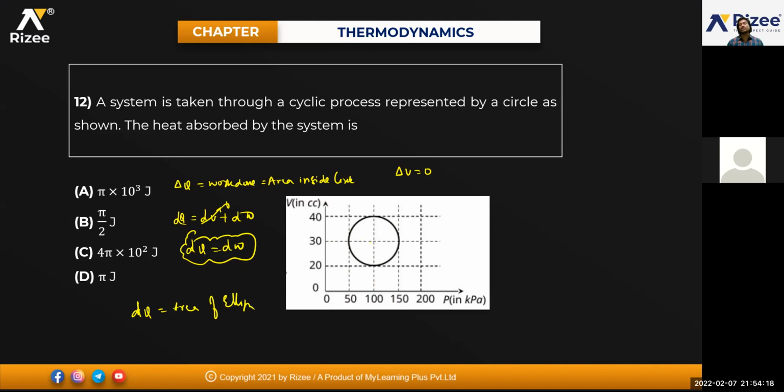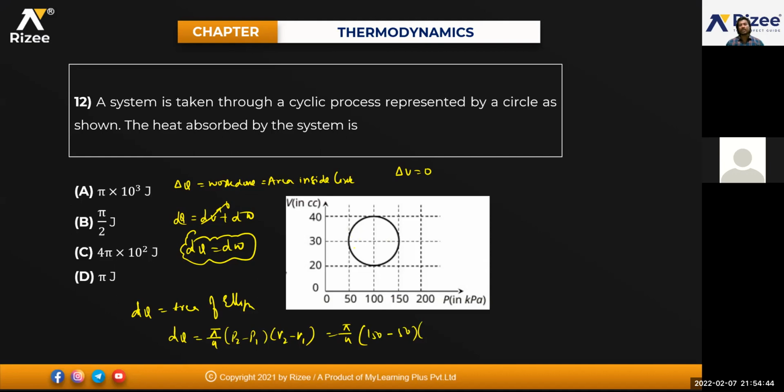Even though it appears to be a circle, it is not a circle if you see it very carefully. That means it will be equal to the area of an ellipse. Area of an ellipse means dQ will be equal to pi by 4 into (P2 minus P1) into (V2 minus V1). So that will be equal to pi by 4 into (150 minus 50) into, how much for V2 minus V1?